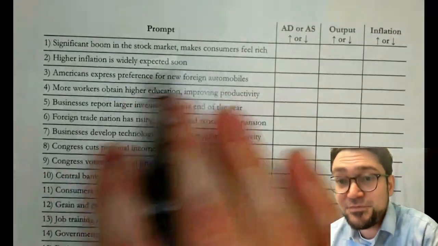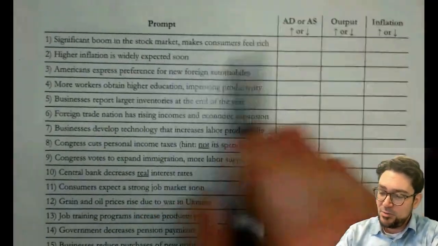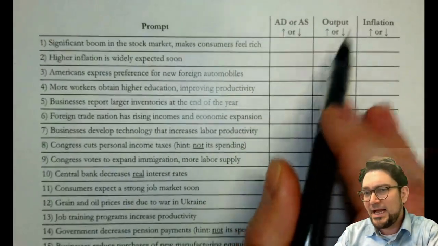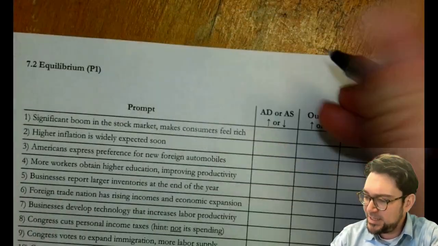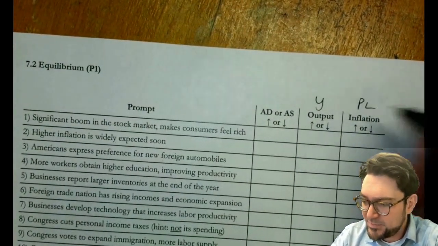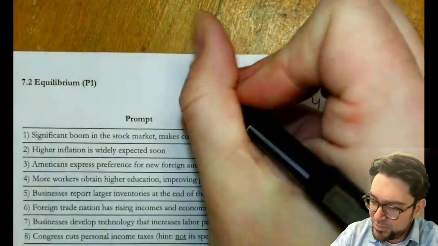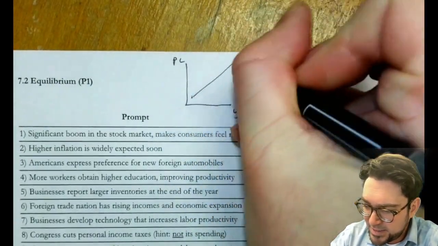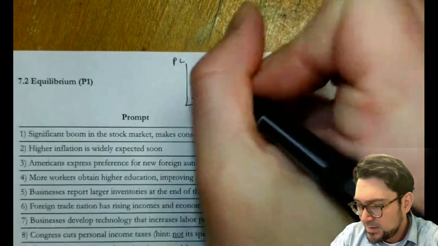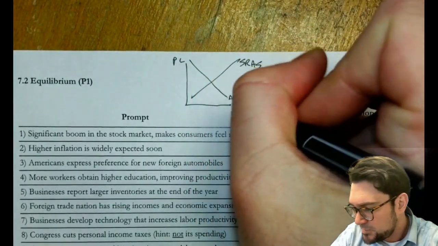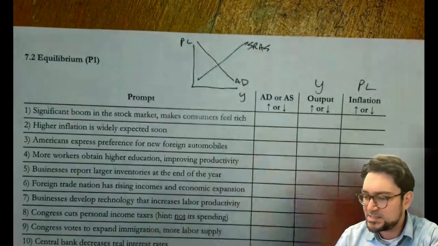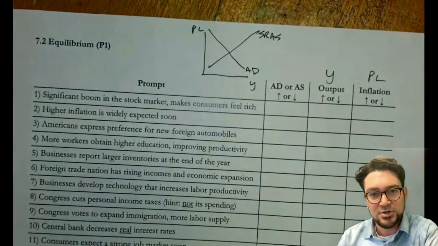Okay, so for each of these, our first thing is going to be whether AD or AS is going up or down. And then how are output and inflation affected? Remember, this is just Y and this is just PL. If you get stuck, you can draw a little picture off to the side with SRAS and aggregate demand, and if aggregate demand goes up, you can imagine what would happen to prices and output. It can be helpful to have that little picture.